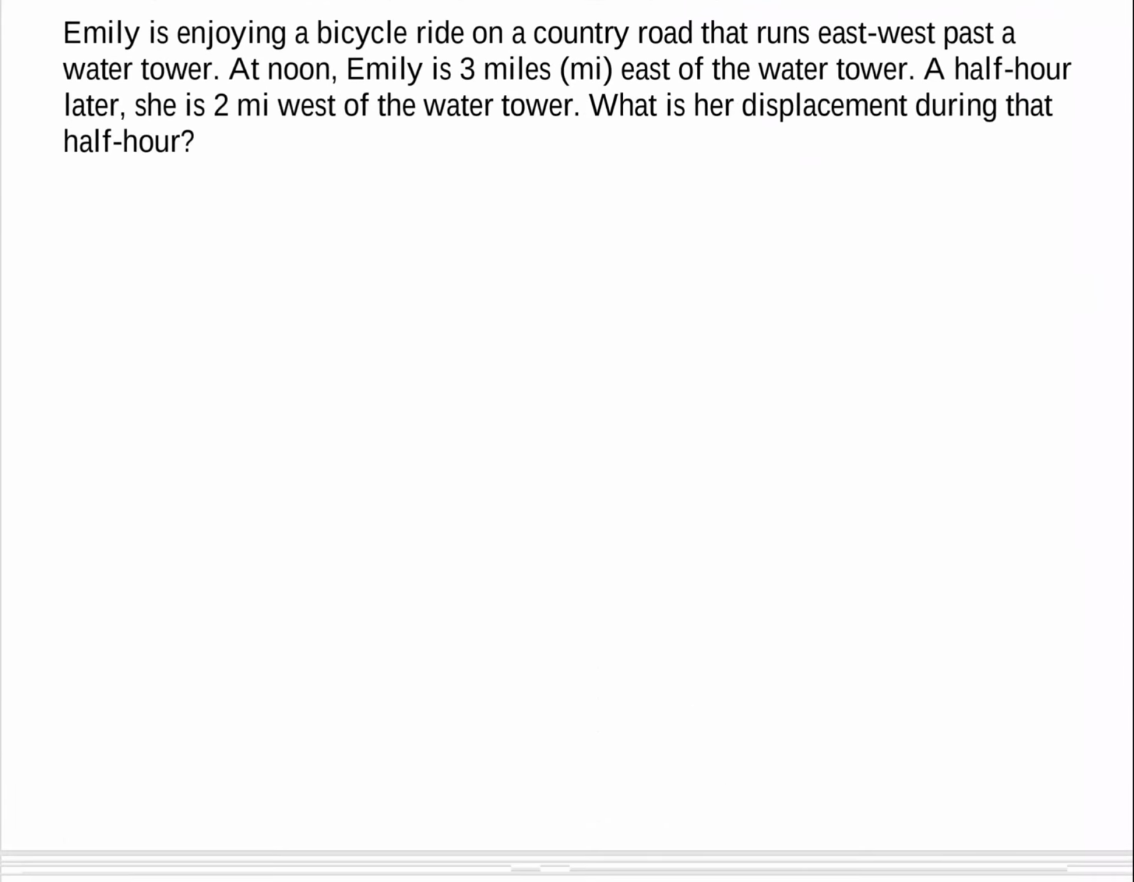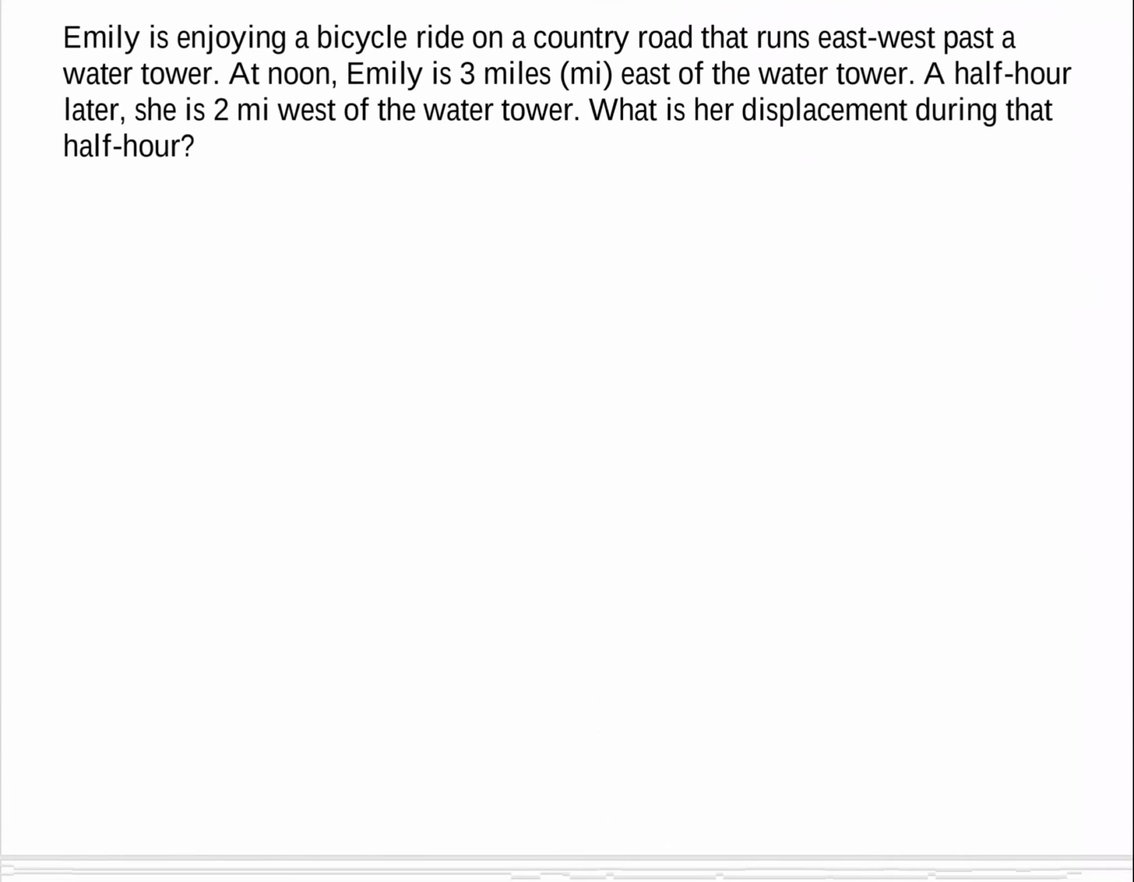Emily is enjoying a bicycle ride on a country road that runs east to west past a water tower. At noon, Emily is 3 miles, and notice the abbreviation, mi for miles, east of the water tower. A half hour later, she is 2 miles west of the water tower. What is her displacement during that half hour?